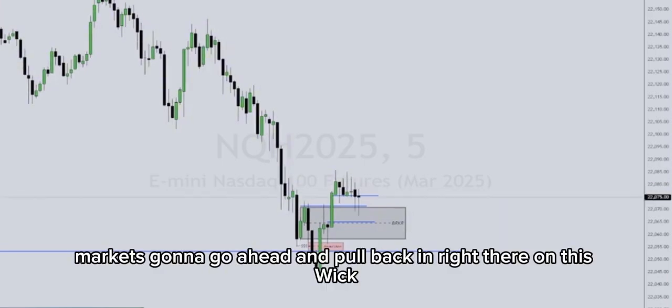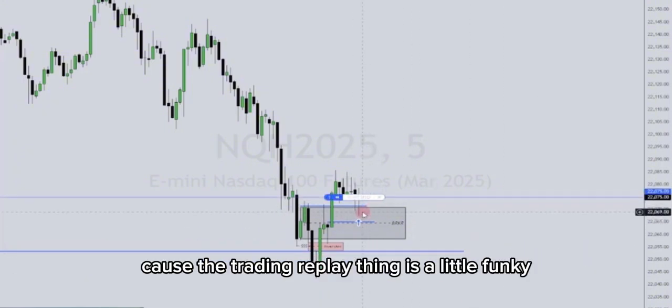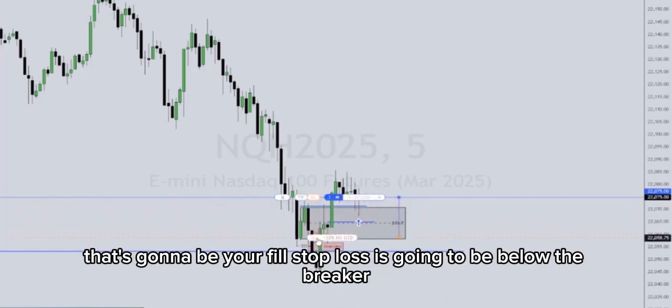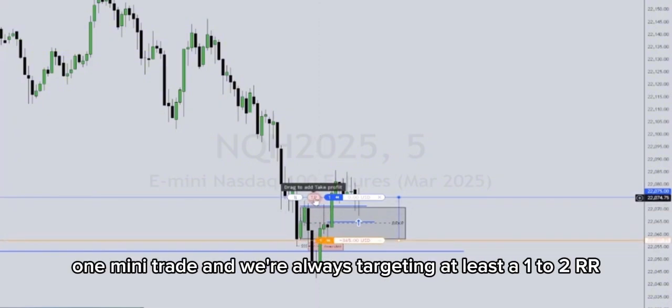Market's going to go ahead and pull back in right there. On this wick, you're going to be filled. It's not going to give me an option to do that because the trading replay thing is a little funky. But on that wick here into this breaker, that's going to be your fill. Stop loss is going to be below the breaker. So we're risking 345 on this one mini trade.